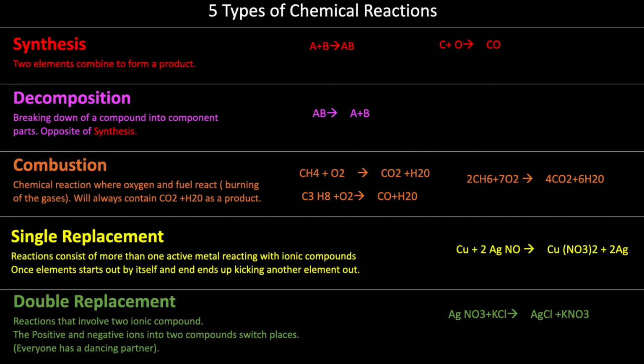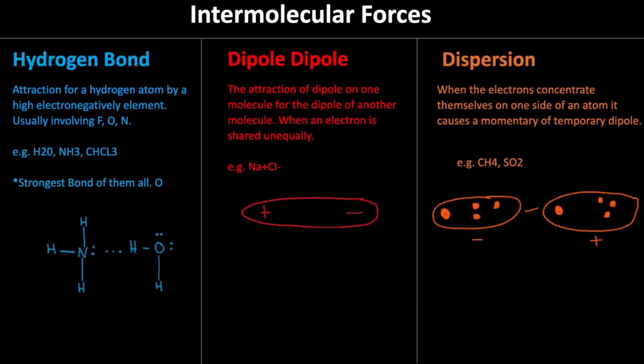Now, double replacement, these are reactions that involve 2 or more ionic compounds. The positive and negative ion compounds switch places. So unlike single replacement, everybody has a dancing partner in this case. Now we have our silver nitrate with potassium chloride. We see that they are together on the reactant side, but then on the product side we have silver and chloride, or silver chloride. They're paired together, as well as potassium nitrate. So potassium and nitrate paired together. So they just basically switch dancing partners.